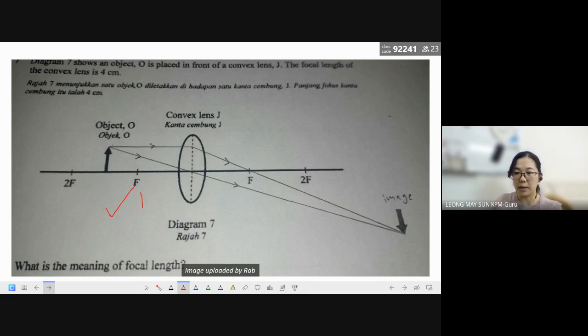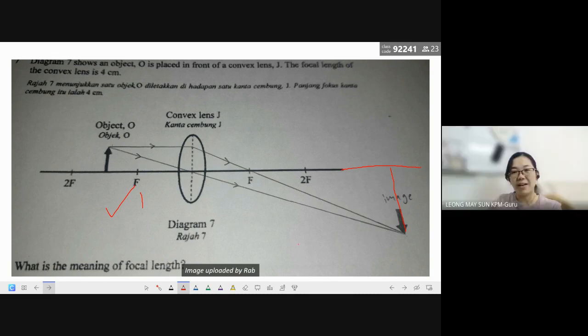The image needs to be from here to here. You don't have to draw such a thick arrow for the image. Just a stick arrow is sufficient. I wanted to make it look more like the object. I know, it needs to be longer because the image is being magnified. When it looks like the object, it means it's the same size. That only happens if the object is located at 2f. If the object is at 2f, the image will be at 2f, same height also. The size is the same. Please do take note of this.